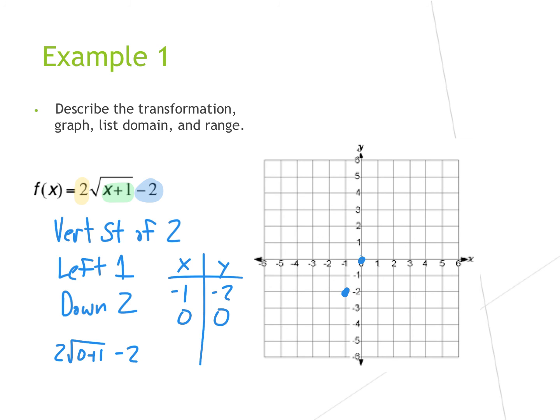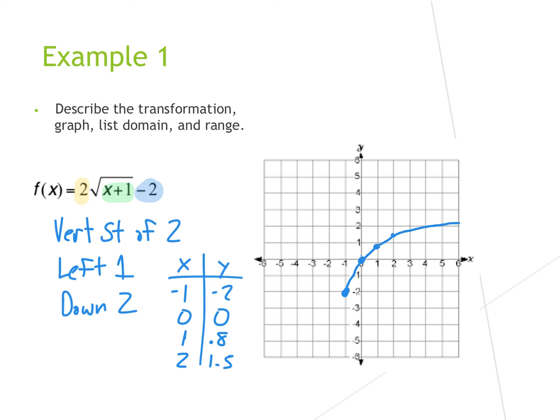If I plug in a 1, so let me get rid of that. If I plug in a 1, I'm going to get 2 times the square root of 1 plus 1, with a -2 on the outside. And that's about 0.8. So that's about right there. And then if I plug in a 2, I get 2 times the square root of 2 plus 1, which is 3. So 2 times the square root of 3, and then subtract 2 from that, I get about 1.5. So right about there. That's the minimum number of points.